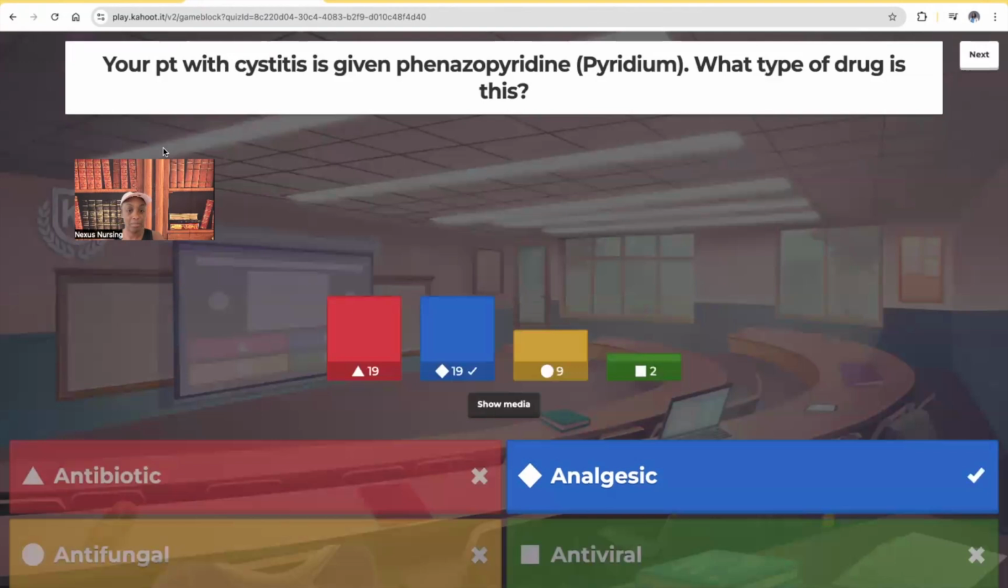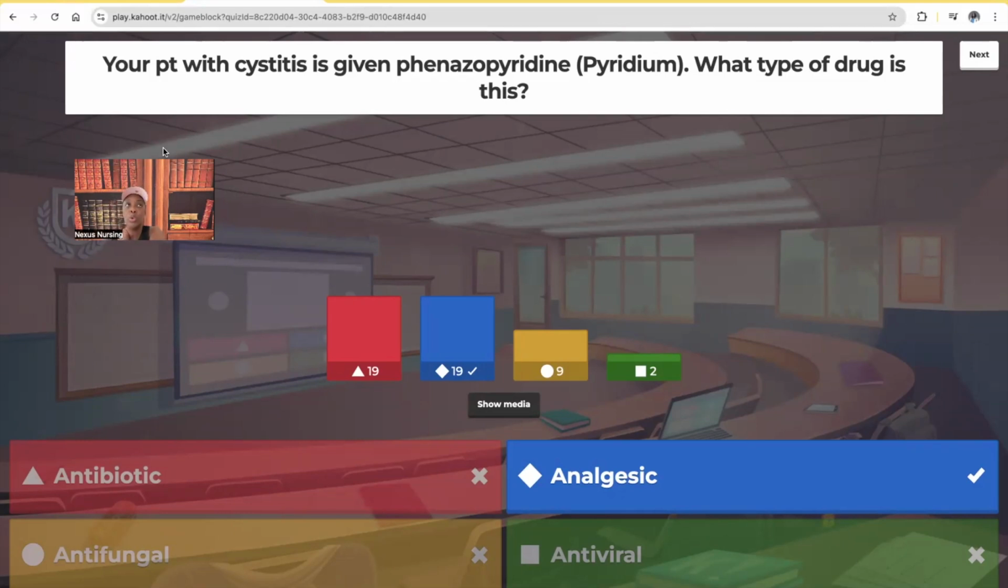This is interesting. So 19 of you guys chose the correct answer. This is an analgesic, but another 19 of you chose antibiotic. And here's why I think you chose antibiotic, because you saw that I said your patient has cystitis. What is cystitis? Infection of the bladder, right? And so you're thinking, okay, they got UTI, they're going to get antibiotics.